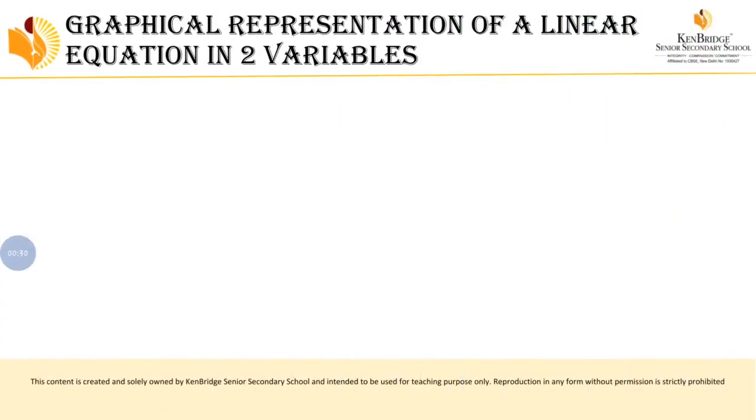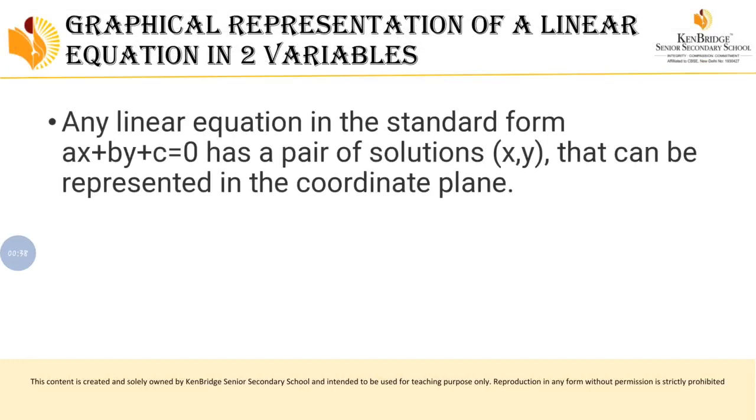So, graphical representation of a linear equation in two variable. How to represent the graph of a linear equation? Any linear equation in the standard form, already we know the standard form of a linear equation in two variable, right? So ax plus by plus c is equal to 0. It will have a pair of solution, right? Each and every linear equation in two variable will have a pair of solution, that is x and y. So that can be represented in the coordinate plane.